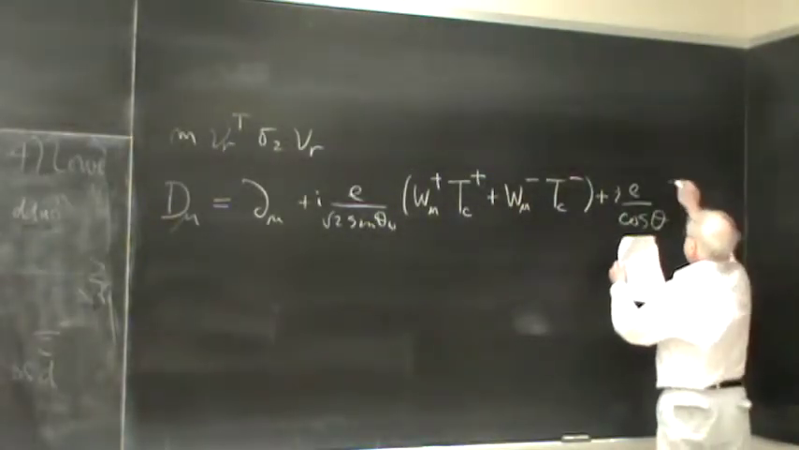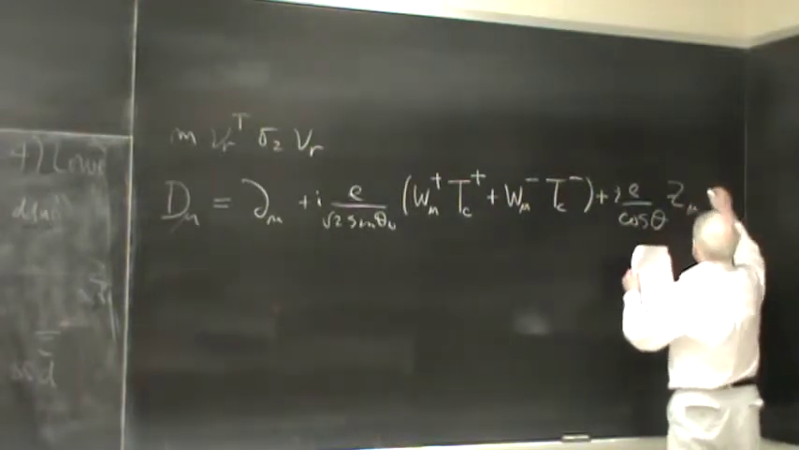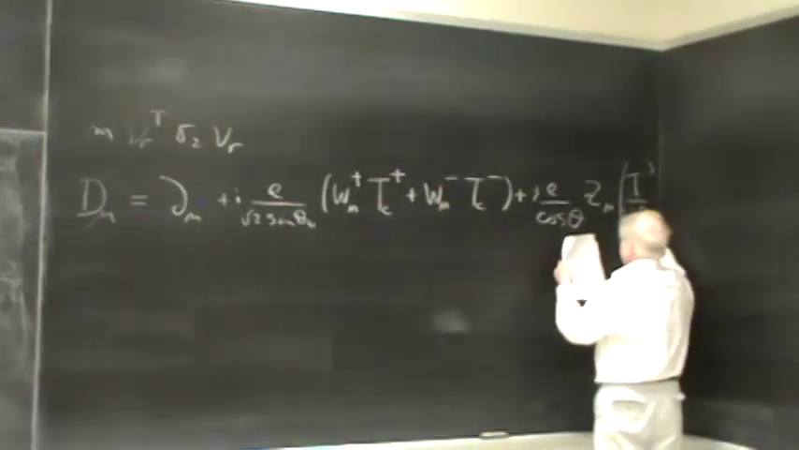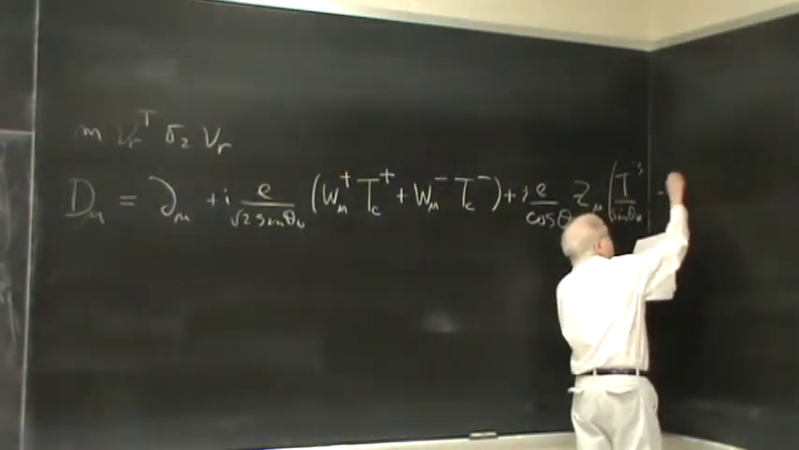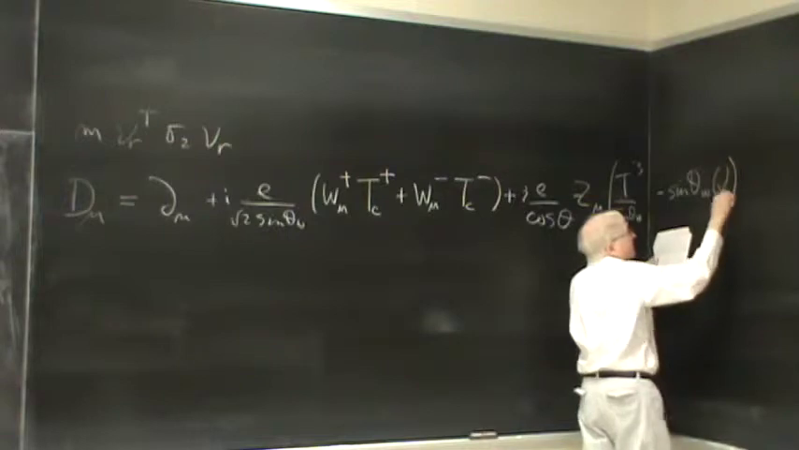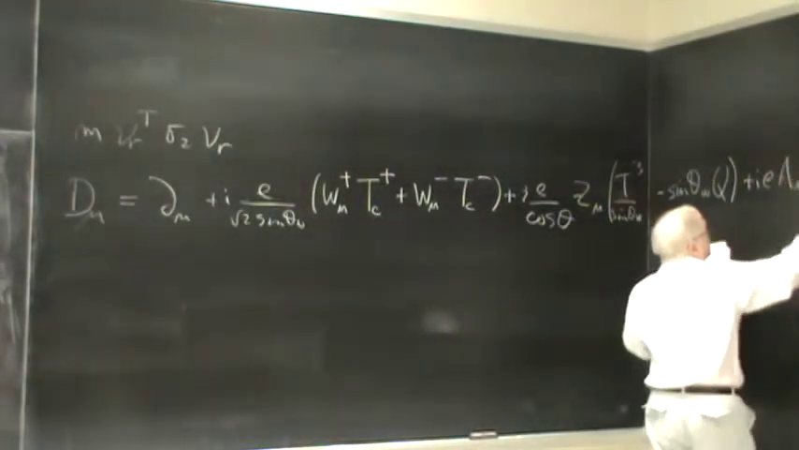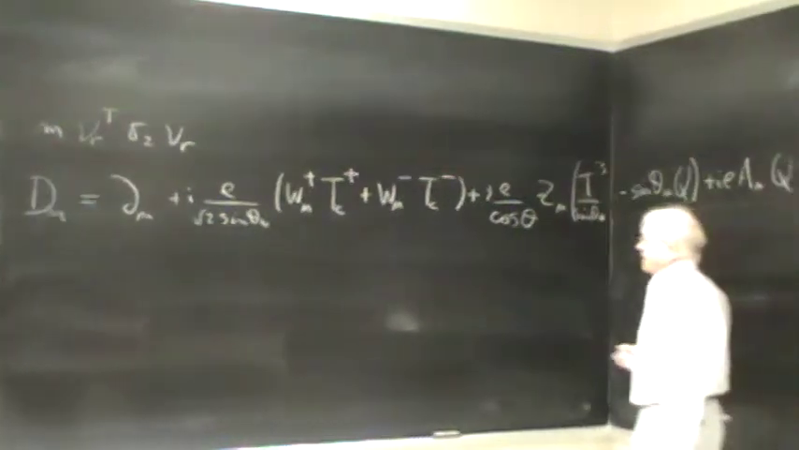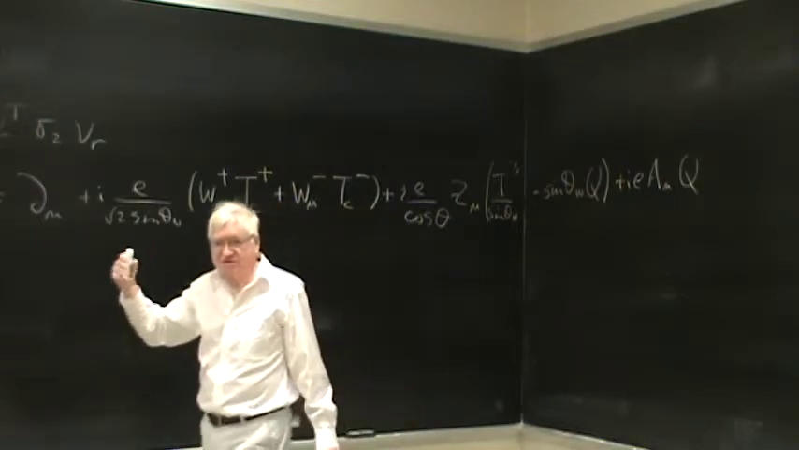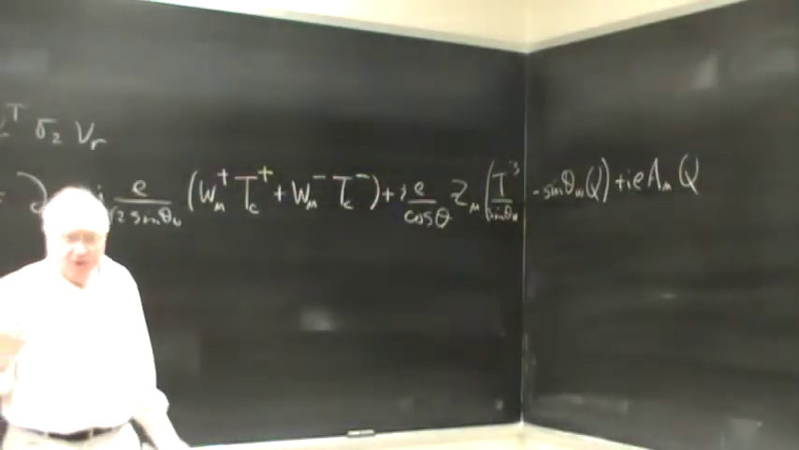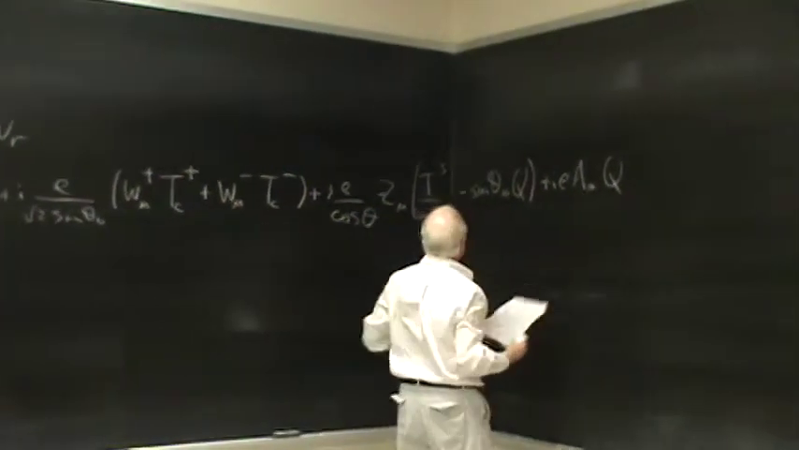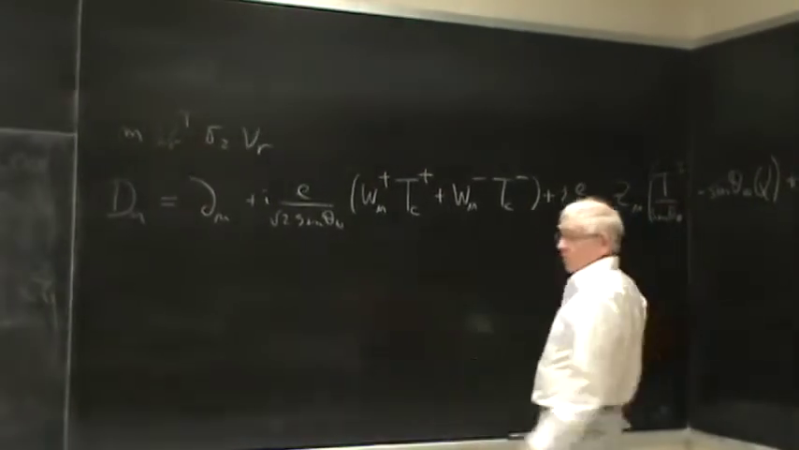And we have i e Z mu, and this is then T3 over sine theta weak minus sine theta weak Q, plus i e A mu Q. Now, on the right-handed fields, these terms are just identically 0. The hypercharge has been absorbed with T3 into Q, and so on the right-handed fields, forget about this, you just have this. On the left-handed fields, you've got the whole business.